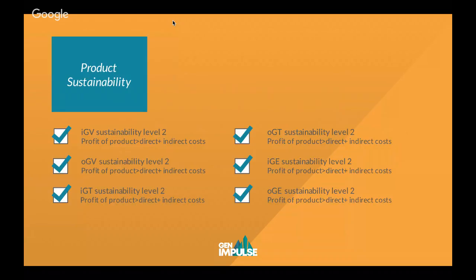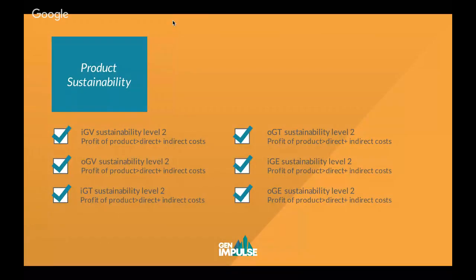As I already showed yesterday, product sustainability is part of the finance standards, specifically under the sustainability standard, for each product to be in sustainability level 2. Level 2 is when the profit of a product is higher than its direct plus indirect costs. This is not completely true. In the end, it just means that the revenues from your products are more than your direct plus indirect costs.